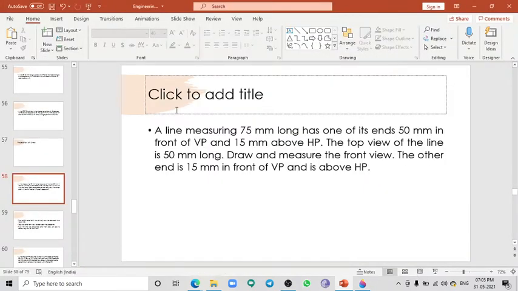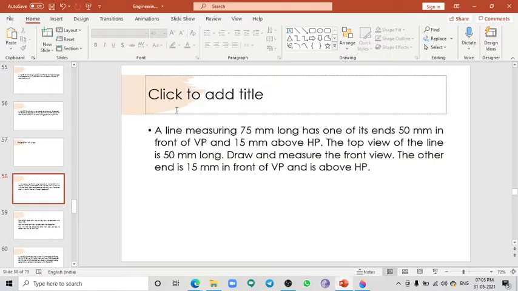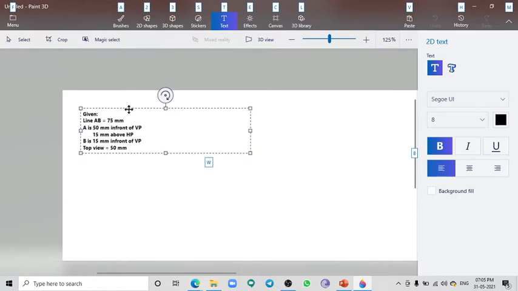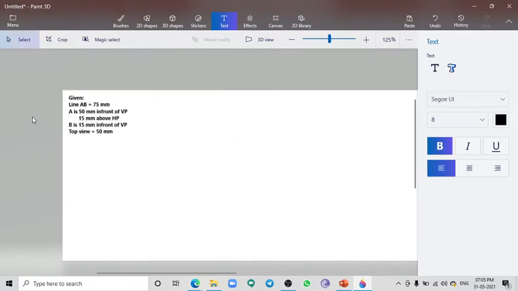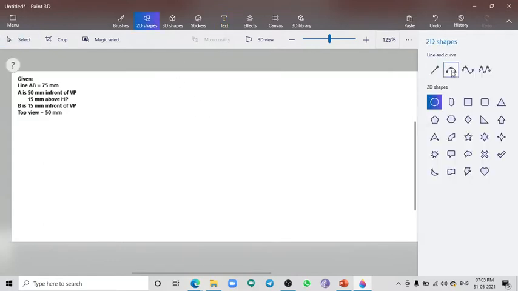And the other end, which is B in our case, is 15 mm in front of VP, and top view equal to 50 mm. So these are the data given for us. With this we are going to project the line, and we have to project the front view and measure its length.